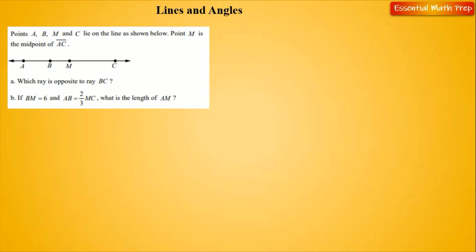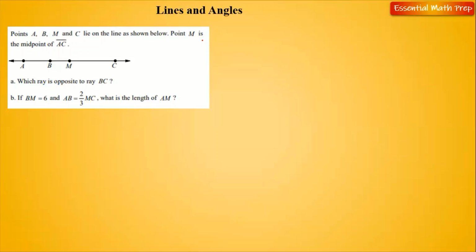So in the first problem, you're told you have a line segment AC, which contains points B and M, where M is a midpoint, right? And you're asked to determine a ray opposite to BC, and you're asked to determine the length of the line segment AM. First, let's understand a few things.